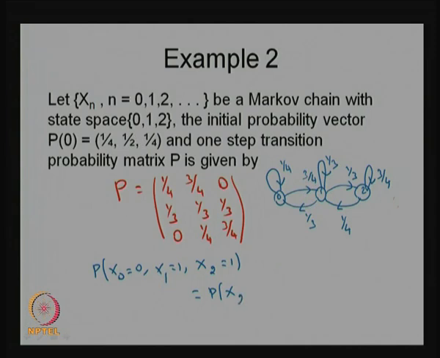So, this is the same as the probability that X2 is equal to 1 given that X1 is equal to 1, multiplied by the probability that X1 is equal to 1 given that X0 is equal to 0, and the probability of X0 is equal to 0. The first term is nothing but the one step transition of the system moving from 1 to 1, the second is the system moving from the state 0 to 1, and the last you take from the initial probability vector, the probability of X0 equal to 0.